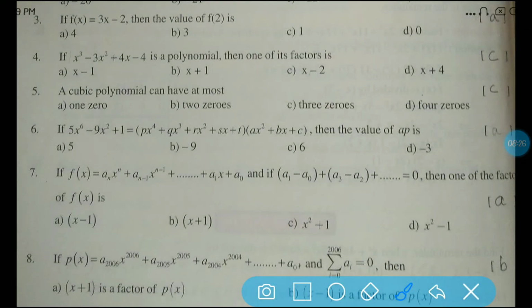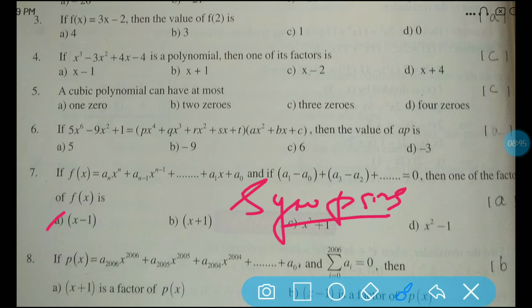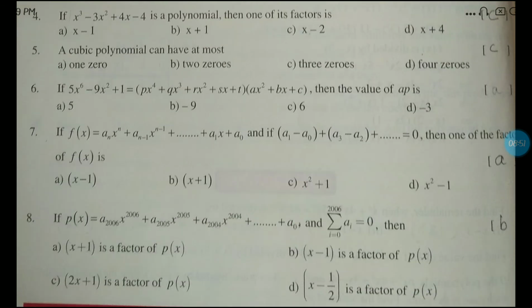Now looking at the seventh question, this is a direct question only. It's like from the formulas only we have this. So it's option A, x minus 1. So the question, if f of x a n power x power n, this is the question. It's there in synopsis, okay. I have explained. It is there in synopsis. So you can see that video. Next, we will see the eighth one.